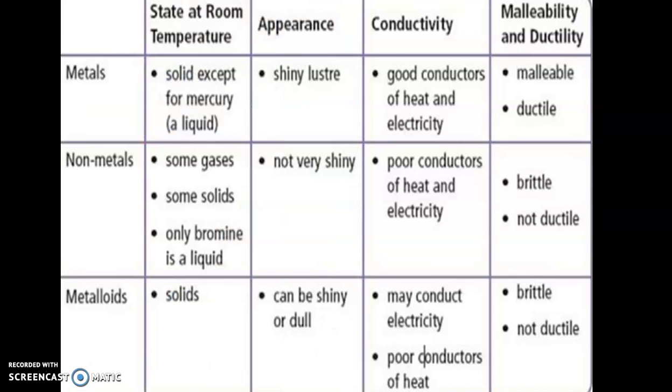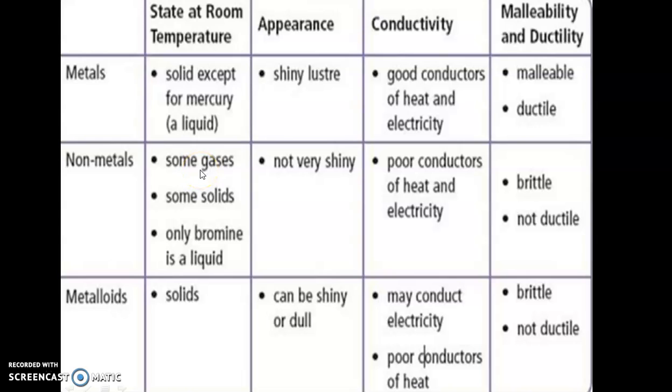Now we see metals, non-metals and metalloids. We already saw them in our junior classes; we just brush up our knowledge. What are the physical properties of metals, non-metals and metalloids? First we see the state at room temperature. At room temperature metals are solid, except mercury. Mercury is a liquid. This is an exceptional case.